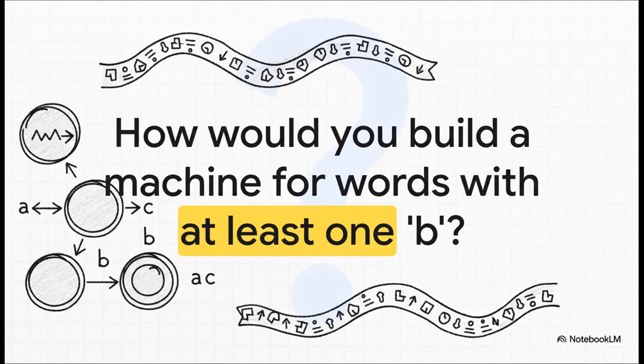All right, here's a little challenge for you. Let's say our alphabet is A, B, and C. We want to design a machine that accepts any word, doesn't matter how long, as long as it has at least one B somewhere inside it. Just take a second, think about the states you might need. What would be your winning condition?